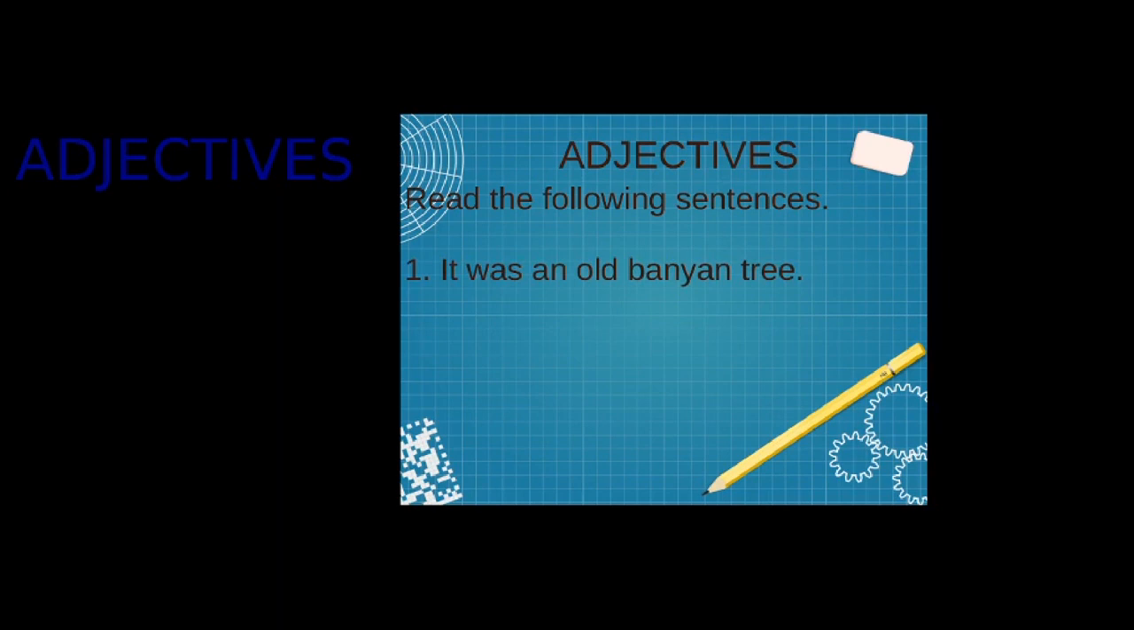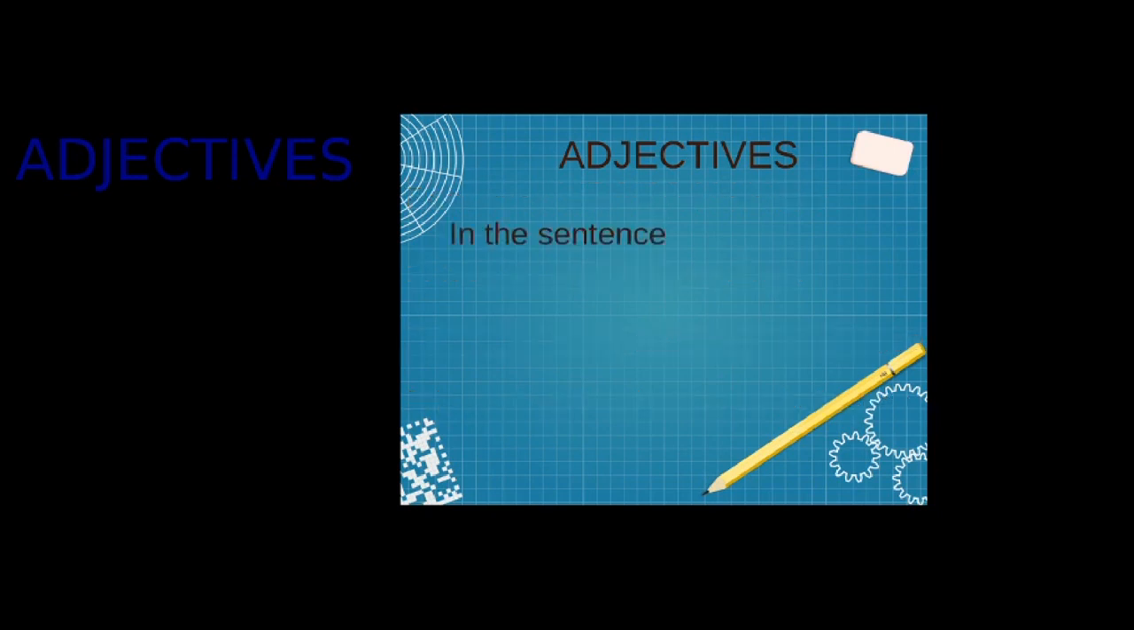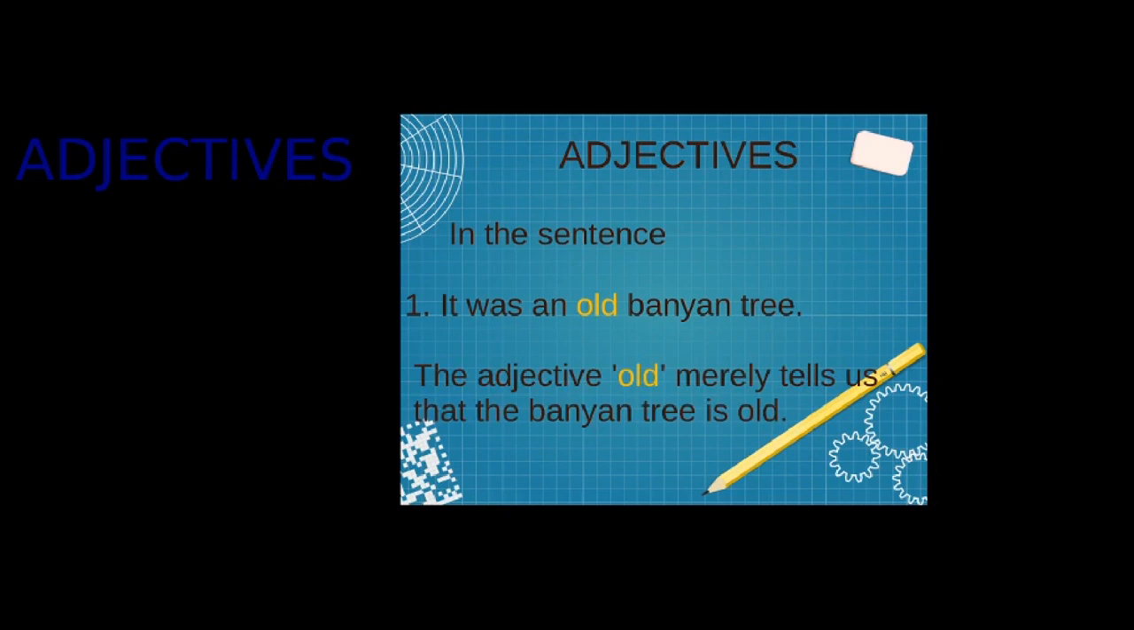It was an old banyan tree. The tree was older than the house. It was the oldest banyan tree in the town. In this sentence, it was an old banyan tree, the adjective old merely tells us that the banyan tree is old. It does not compare the banyan tree to any other thing.